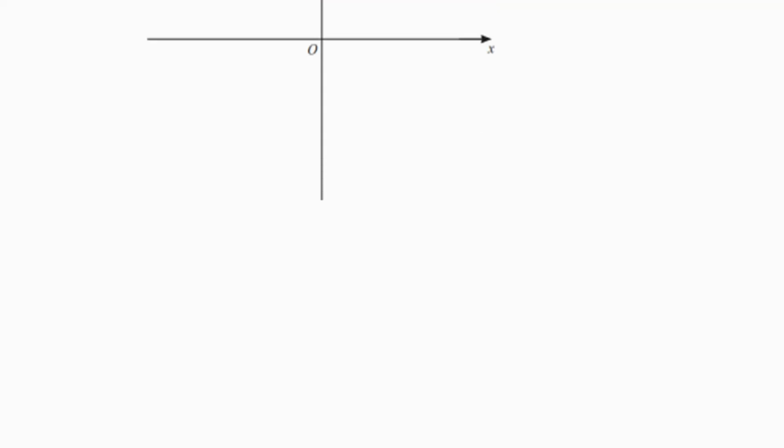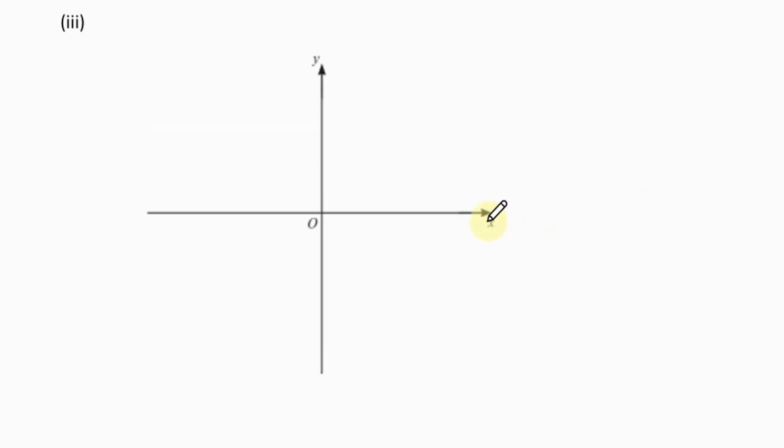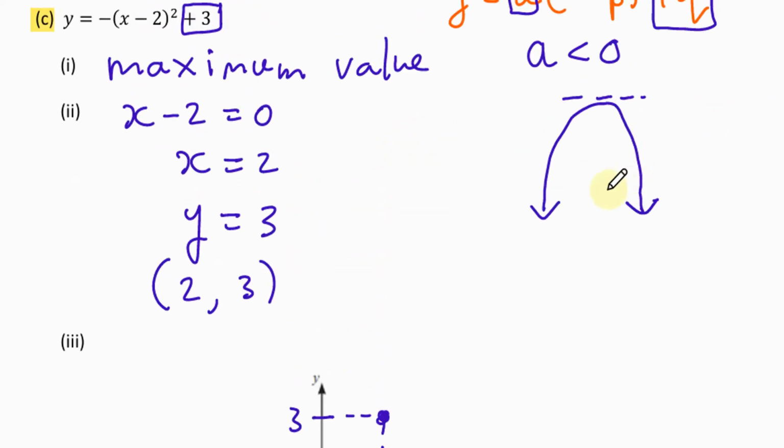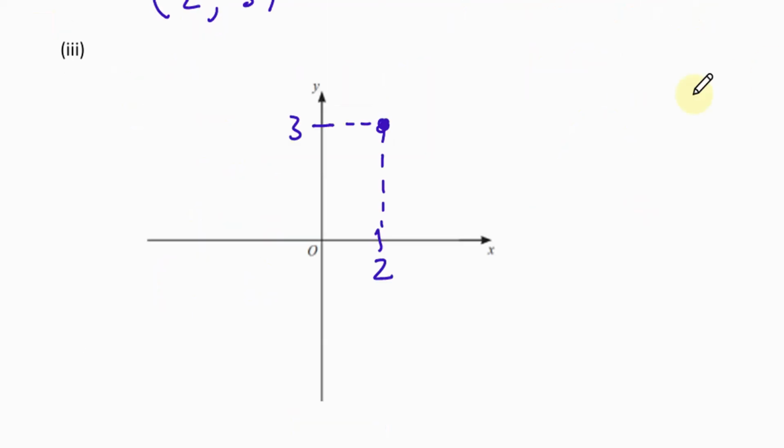So we want to draw the graph. So it's 2 for x and 3 for y. This will be the turning point or the vertex. And we know the shape of the graph looks like this. So we're able to draw the graph now. And it's going to look something like this.